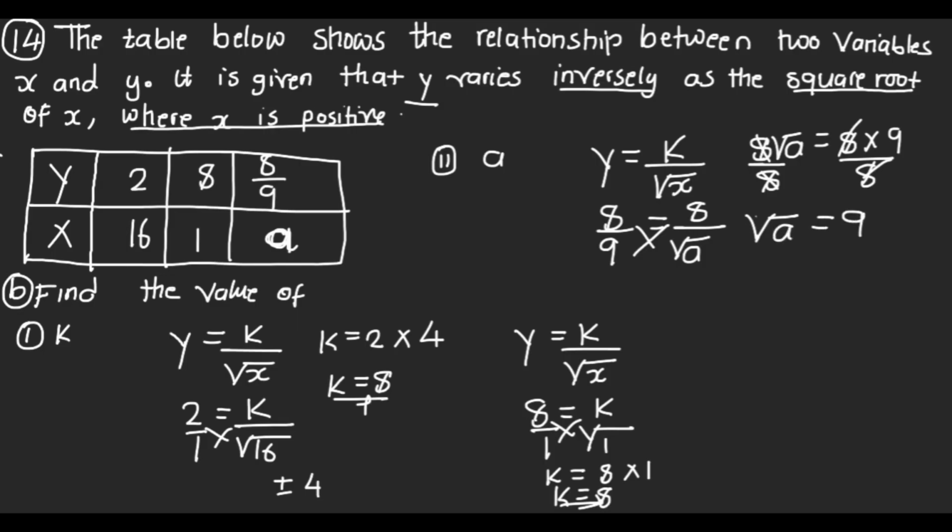Now how can we get rid of the square root? So we need to square both sides. So we square this side, so is the other side. So we cancel the 2 and the square root. A is equal to 9 squared is 81.